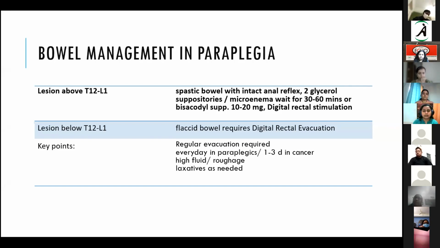Whereas in certain cases where you'll have lesions below T12 and L1, more like a flaccid bowel, sometimes they may just pass stools. There will be a lot of continuous incontinence, and that would mean soiling of clothes and beds. Here, the bowel might need more training so that it is trained enough to pass stools once a day, or by using suppositories, oral laxatives, that the patient is able to evacuate thoroughly every day or every alternate day.